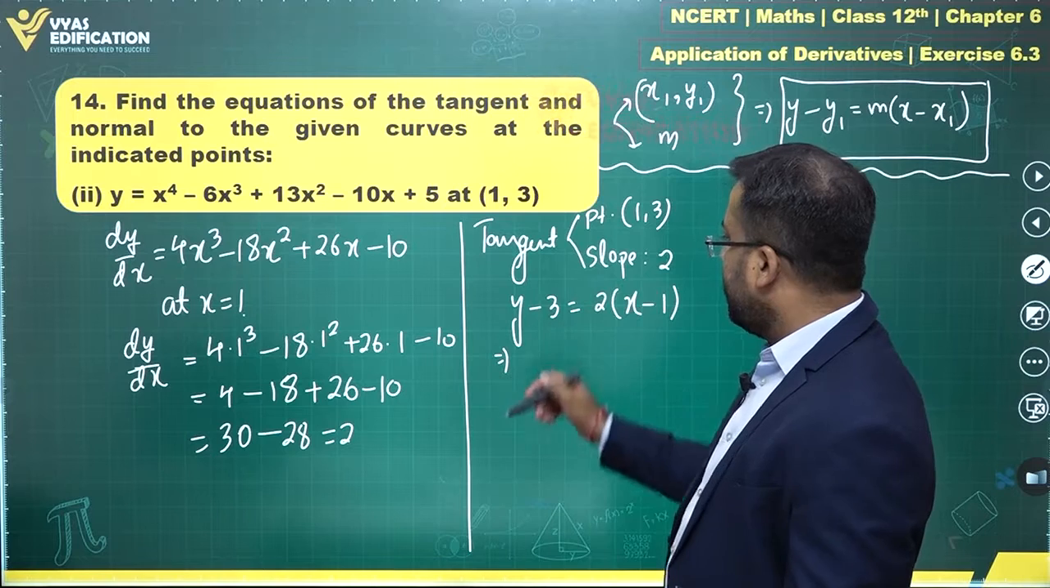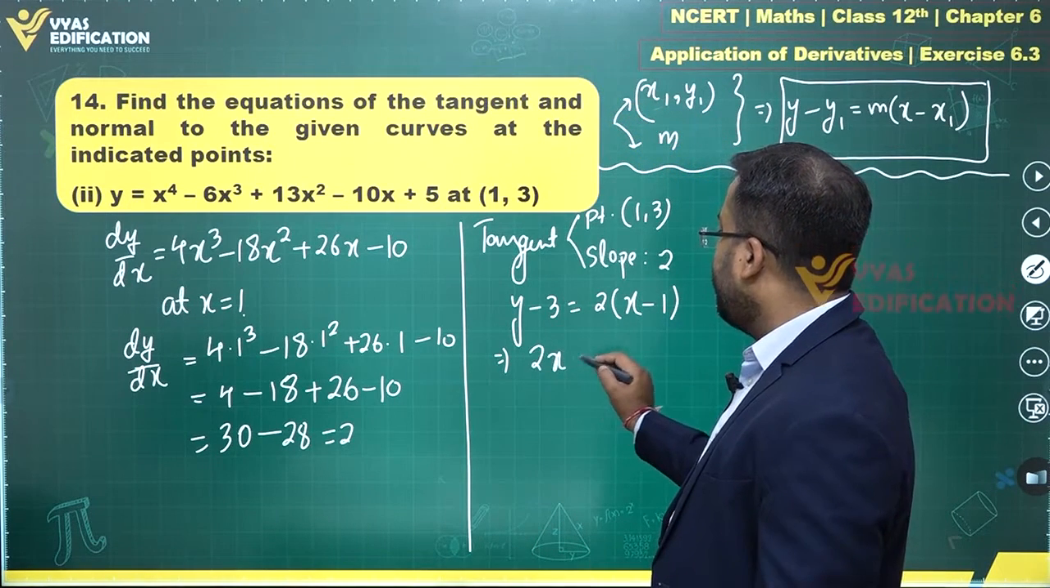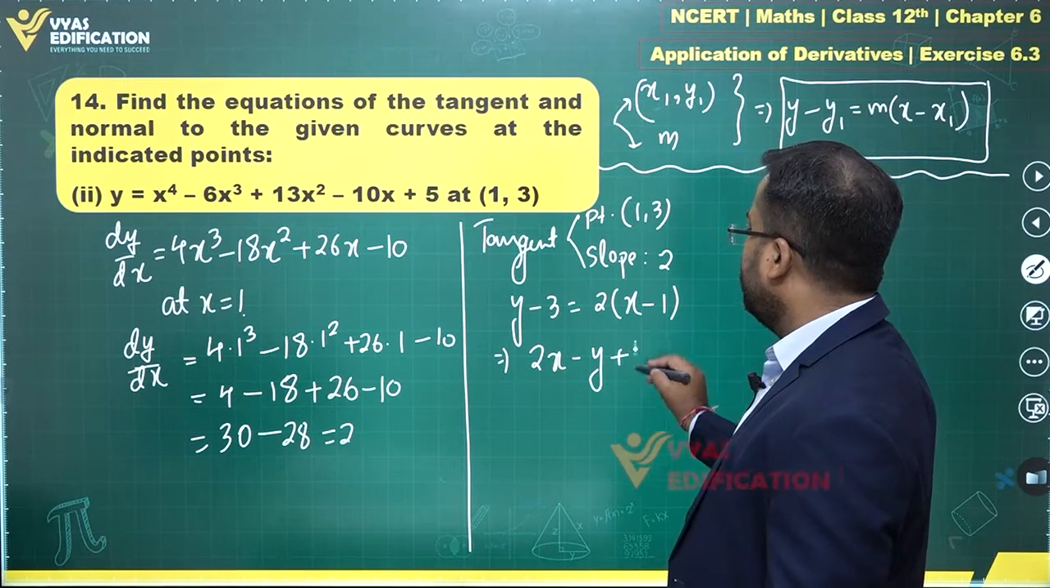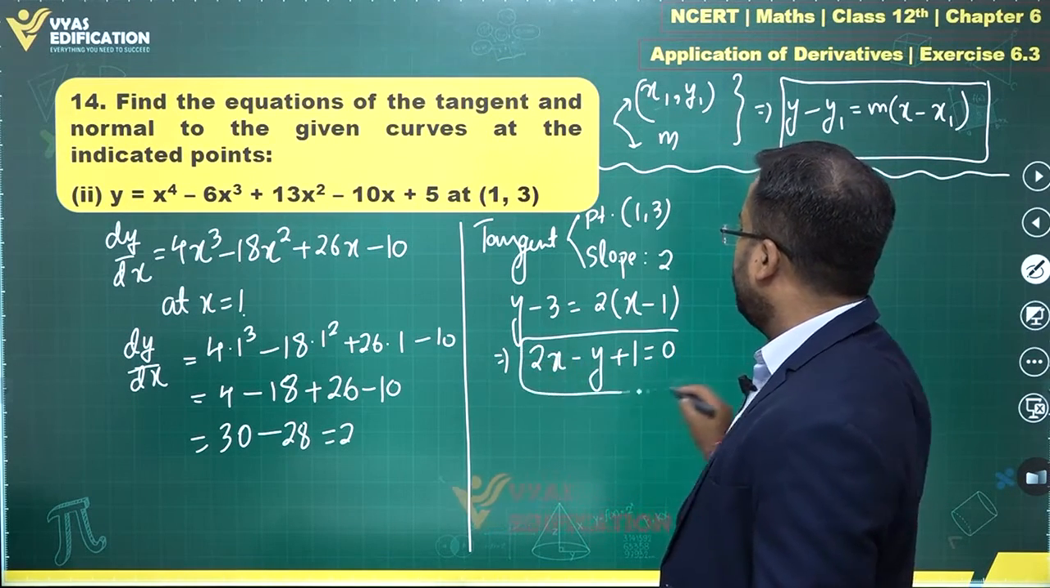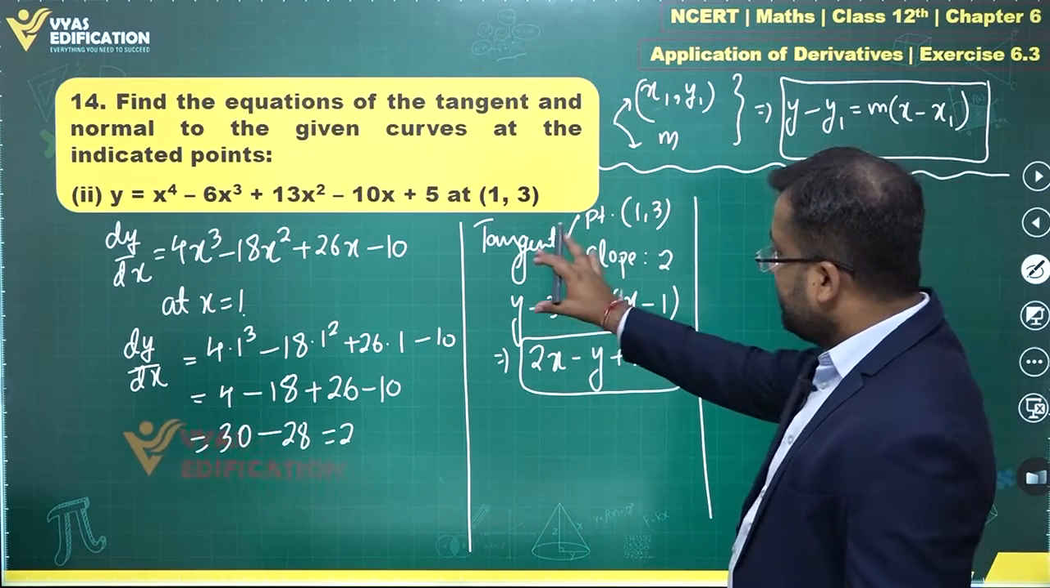This is 2x, then take the y on the right hand side. This becomes 2x minus y minus 2 plus 3. 3 minus 2 will be 1. This is equal to 0. Is that okay? Yes. That's for tangent.